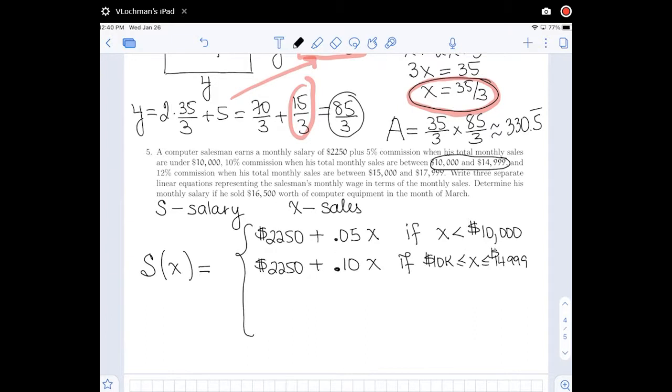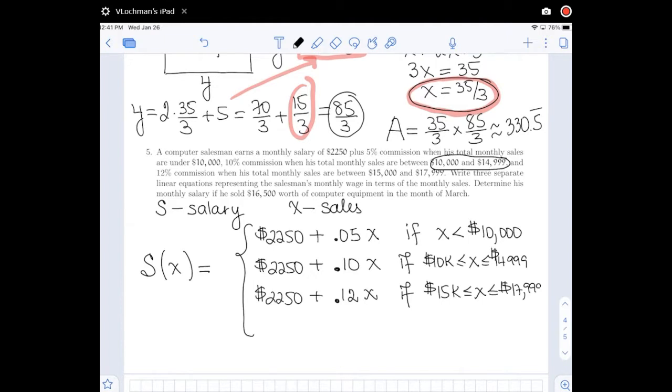And then the last part would be if he sold more than that. Still, the base amount is the same, 2250 plus, what does he get? 12%. So that's going to be 0.12x, if his sales are between 15K and 17,999, so just under $18,000. So what we're introducing here is your first view of a piecewise defined function. We have slightly different equations depending on what the conditions are for X.